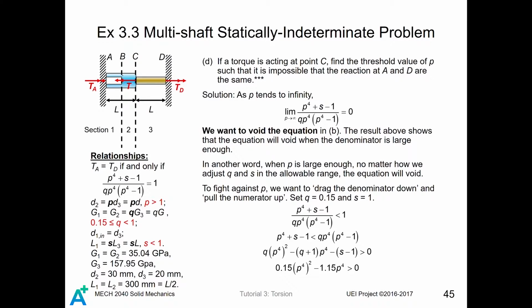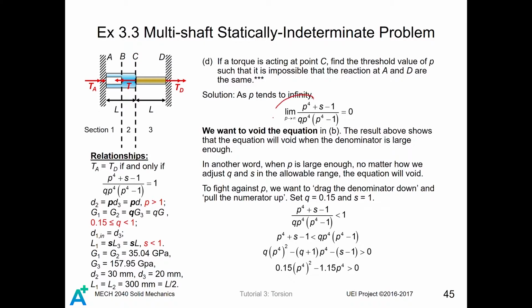If a torque is still acting on point C, find the threshold value of P, the ratio of diameter between the blue bar and brown bar, such that it is impossible that the reactions at A and D are the same. That means we want to make the diameter very, very large, such that this equation is no longer valid. We want to void this equation.